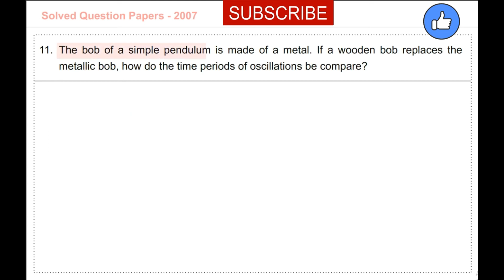The bob of a simple pendulum is made of a metal. If a wooden bob replaces the metallic bob, how do the time periods of oscillations compare?